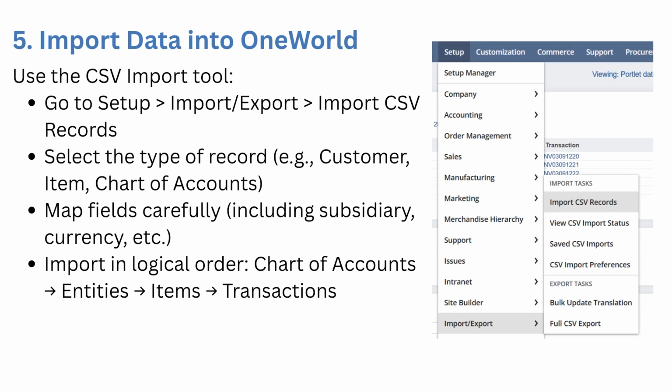Next is to import data into OneWorld. Use the CSV import tool. Go to Setup, Import, Export, Import CSV records. Make sure to select the correct type of record. Example, customer, item, chart of accounts. Map fields carefully to their corresponding NetSuite fields, including subsidiary, currency, etc.